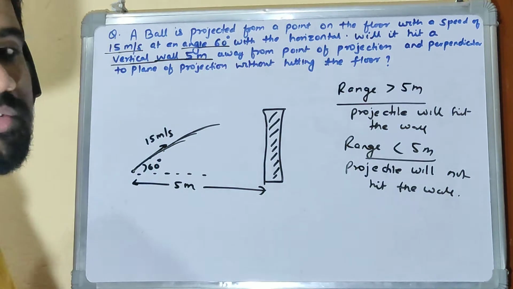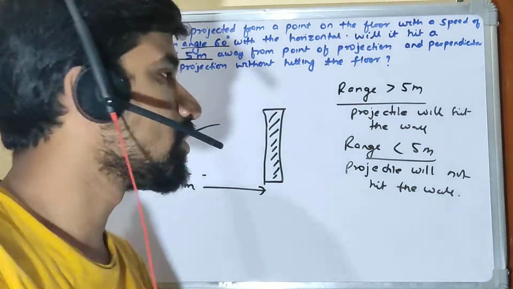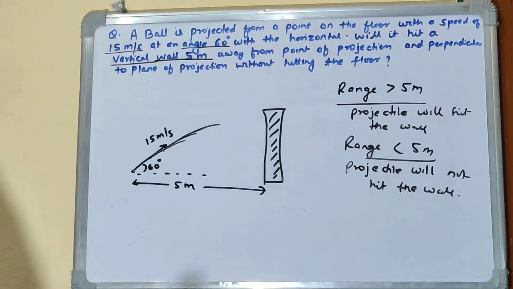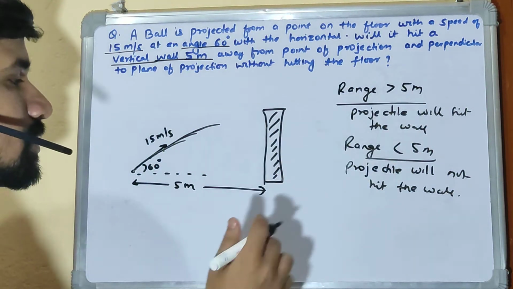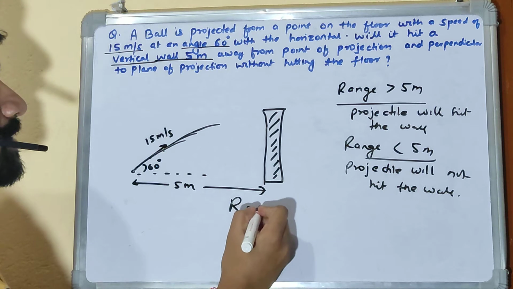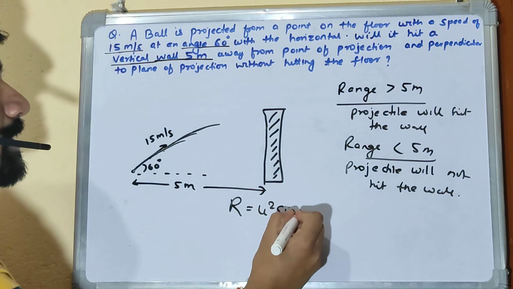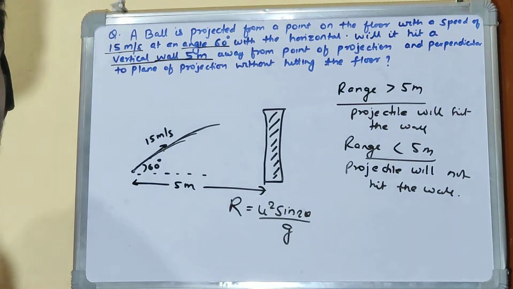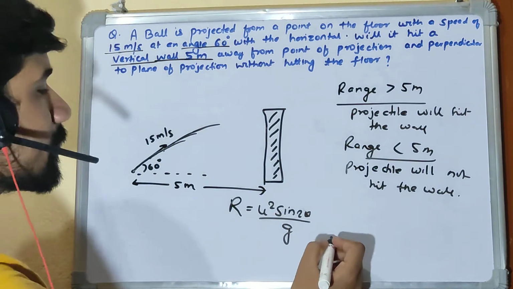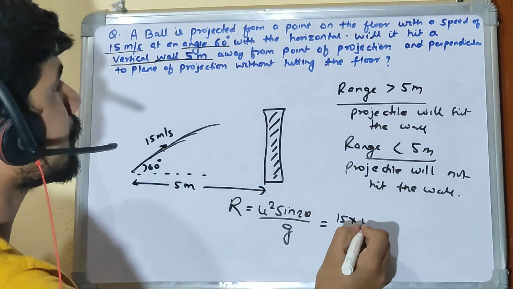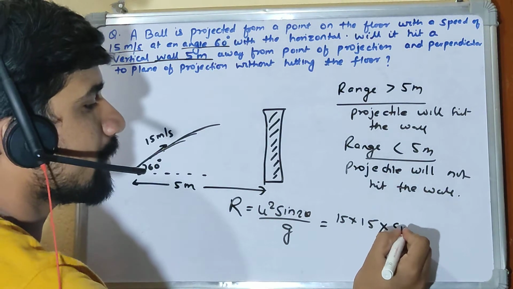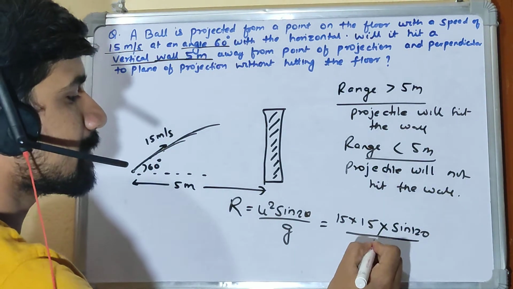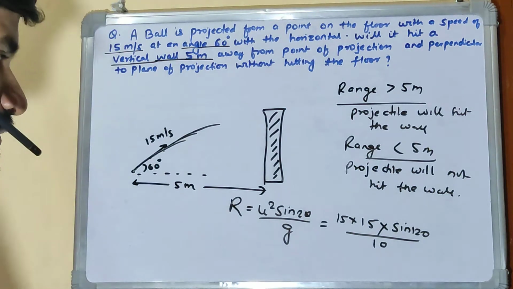So everything comes down to finding the range now. There is a very simple expression to find the range of this type of projectile motion. This is the oblique projectile motion. For oblique projectile motion, the range expression is u square sine 2 theta by g. So if I place all the values, this becomes 15 into 15 into sine 120 by 10. This is the expression.